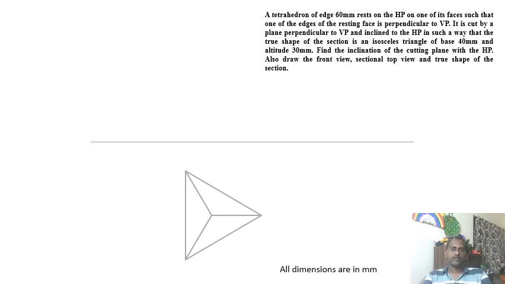The tetrahedron, as I said, is made up of four equilateral triangles. The base edge length is 60 mm. So do the dimension, which is 60 mm, and also it is given that one of the edges is perpendicular to VP. So we have placed this particular edge perpendicular to VP and here we have drawn the top view. Now name the corners of the top view A, B, C and O.